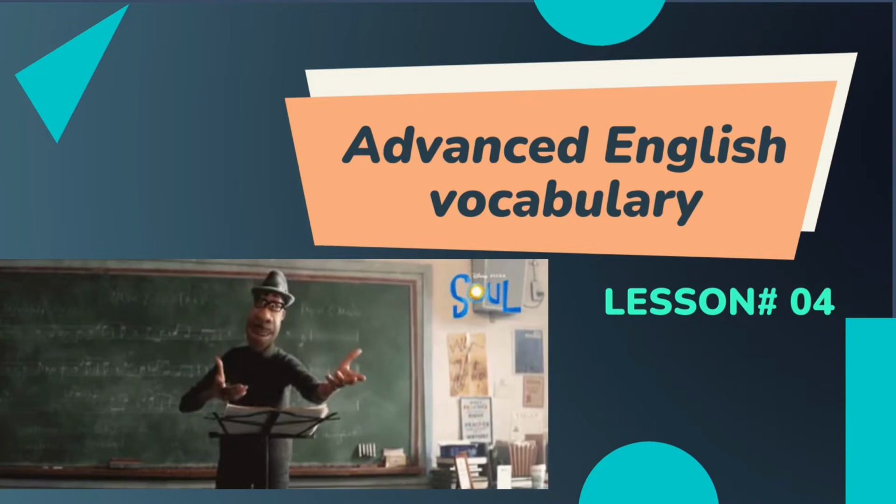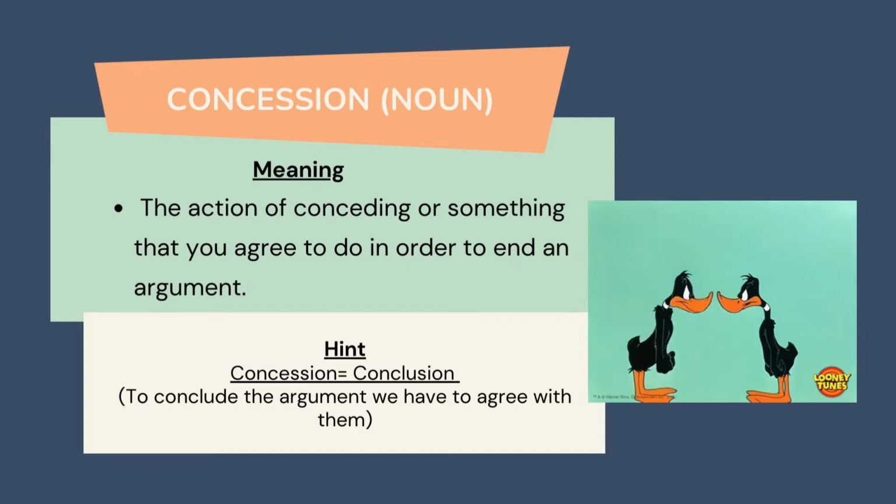And our first word of today's lesson is concession. Concession basically is a noun and it means the action of conceding or something that you agree to do in order to end the argument. You have to make a compromise or the adjustment you make in order to end a conflict or any argument is basically a concession. In order to memorize this word, you can take a hint like concession, conclusion.